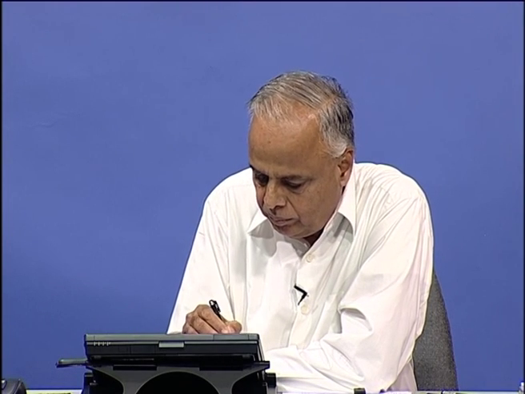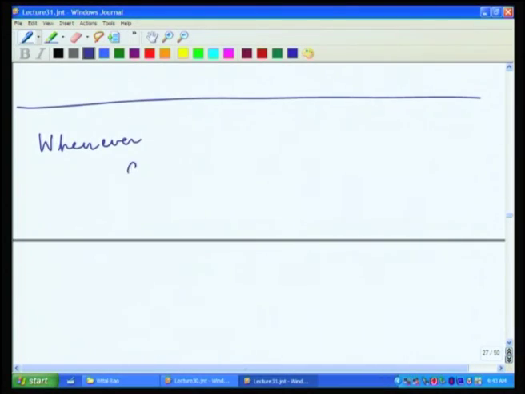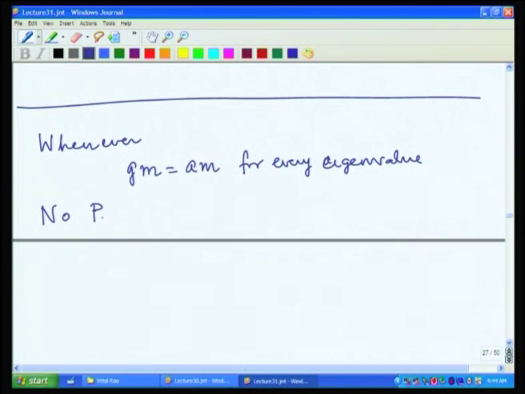But the moment we have a shortage of eigenvectors, that is, if the geometric multiplicity becomes smaller than the algebraic multiplicity, we have problems. So, this is the main moral of our discussion. Whenever Gm equals Am for every eigenvalue, there is no problem about diagonalizability.